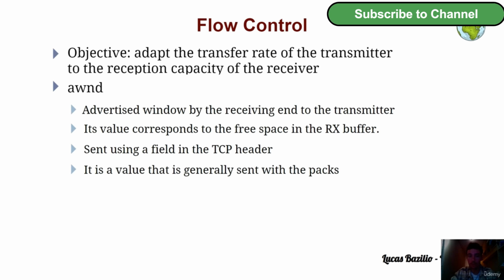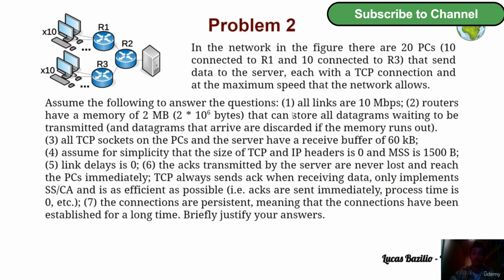So how do we calculate the advertised window? Remember that with the advertised window, the objective is to use flow control to adapt the transfer rate of the sender to the reception capacity of the receiver. This generates the advertised window. In other words, to calculate the advertised window, we only need to look at the size of the receive buffer. If we look at the size of the receive buffer, we see here that we have 60 kilobytes. So 60 kilobytes is going to be the value of the advertised window.